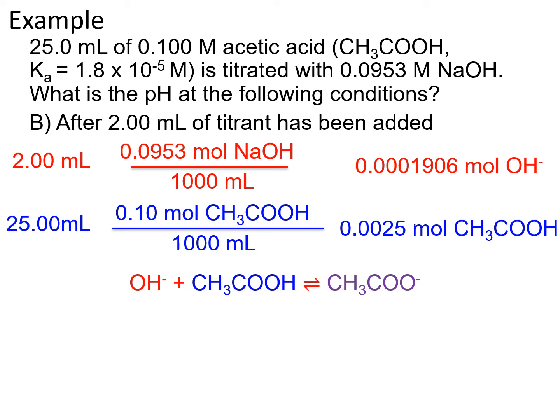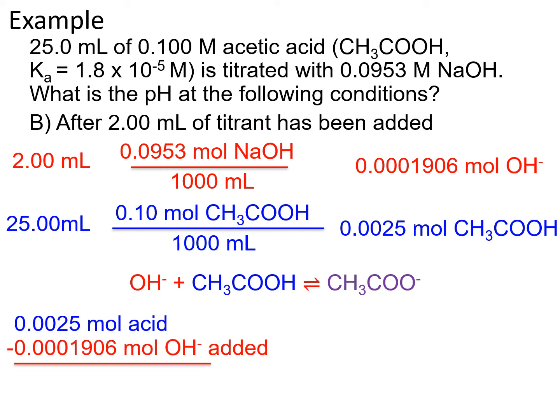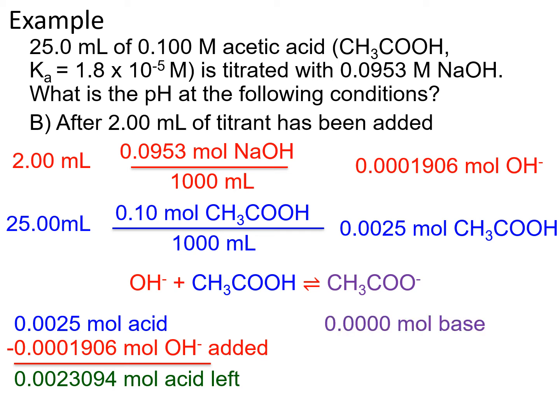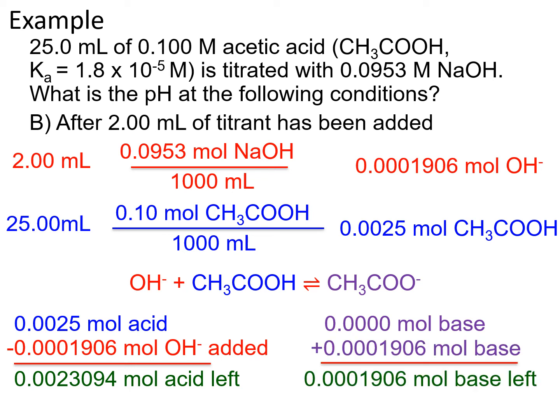thereby creating some of the acetate ion. So I can see that I have more acid than base present. I can take my moles of acid and subtract my moles of hydroxide that I've added. This is telling me how many moles of acid I have left. I have 0 moles of my conjugate base present before the reaction of my hydroxide with my acid. I have now made some of my conjugate base, giving me moles of both my weak acetic acid and my weak conjugate base, meaning I am in the buffer range.